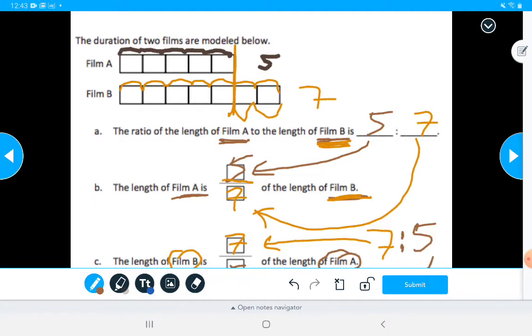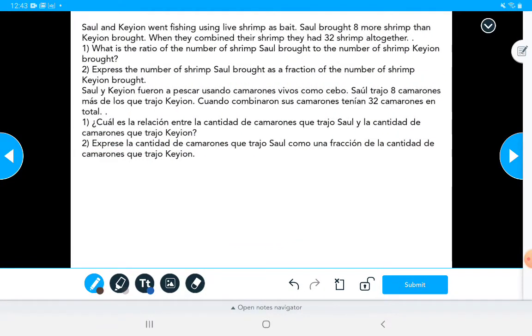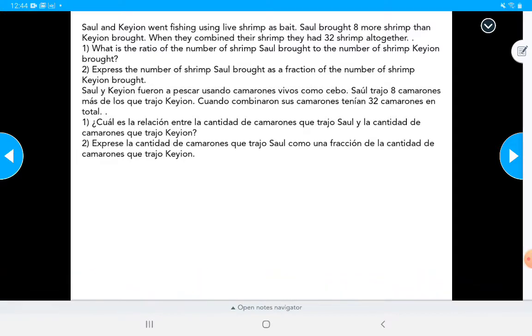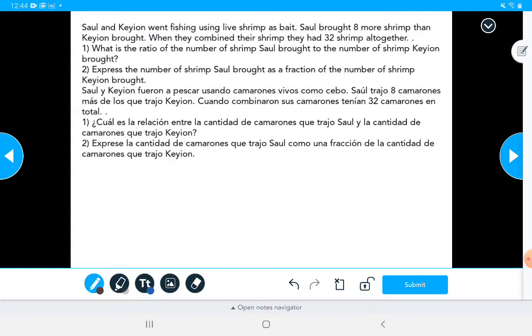All right, now moving on to the next problem. We have Saul and Keon went fishing using live shrimp as bait. Now, Saul brought 8 more shrimp than Keon brought. When they combined their shrimp, they had 32 shrimp altogether. So first off, we need to find out how much Saul and Keon brought for shrimp, because it asks what is the ratio of the number of shrimp Saul brought to the number of shrimp Keon brought. Well, the first thing we need to figure out is how much each person brought.